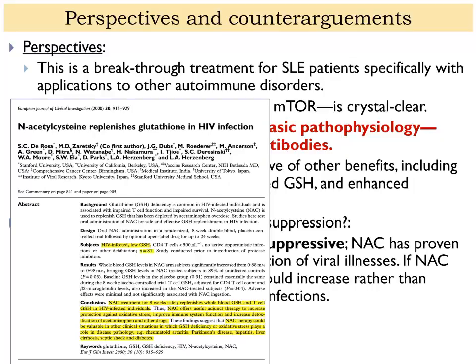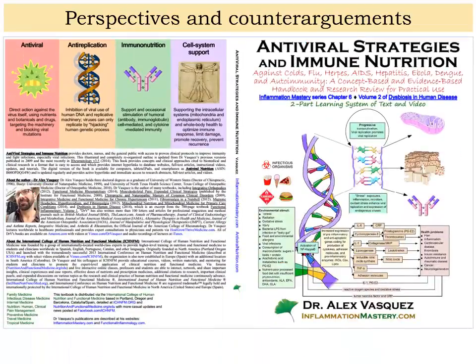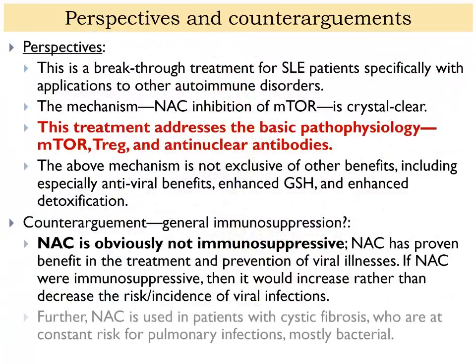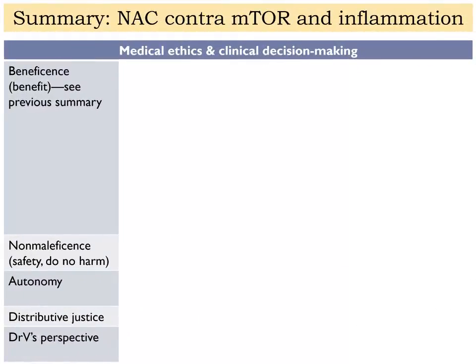So for example, you can see that NAC is very useful in the treatment of HIV. It's also useful in the prevention of influenza. So if NAC were at all immunosuppressive, then we would see increases in disease activity in HIV and other viral illnesses, and we in fact see the exact opposite of that, which is precisely why I have included NAC in my antiviral and immune nutrition strategy. Furthermore, NAC is also used in patients who have cystic fibrosis and who are at constant risk for pulmonary infections, mostly bacterial infections. So let's summarize that one more time from a somewhat academic standpoint.